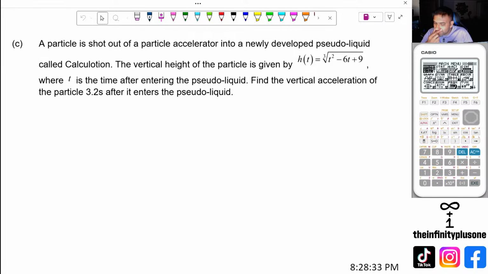All right, like I said to you before, this question here is asking for acceleration 3.2 seconds after it starts. So what you're looking for is acceleration after 3.2. Generally, but every now and then we do get some weird ones.